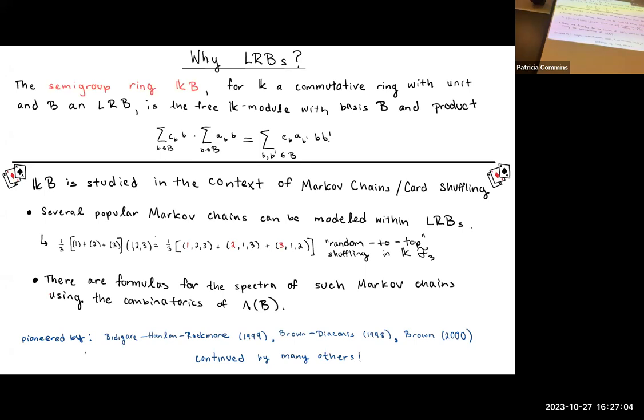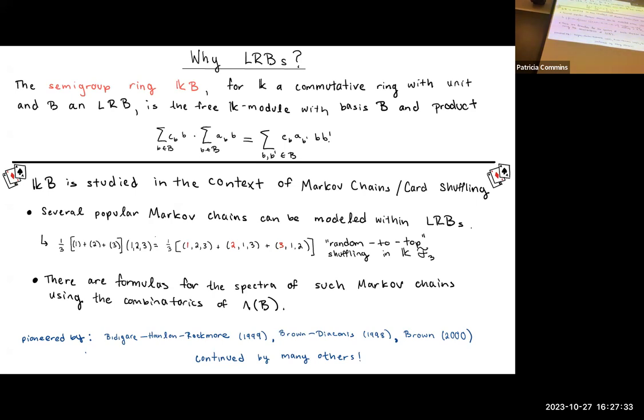And I think this is maybe not where they first appeared, but what started to make LRBs popular is that they turned out to be pretty useful in probability, and they were helpful in studying Markov chains and card shuffling in particular. So people noticed that several Markov chains or card shuffling operators could be modeled within left regular bands.